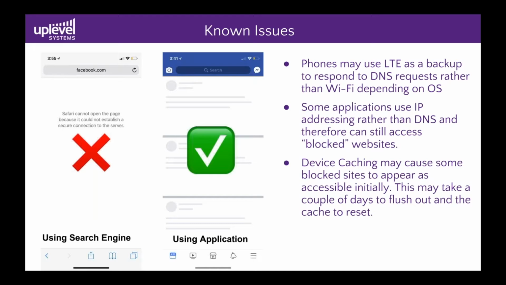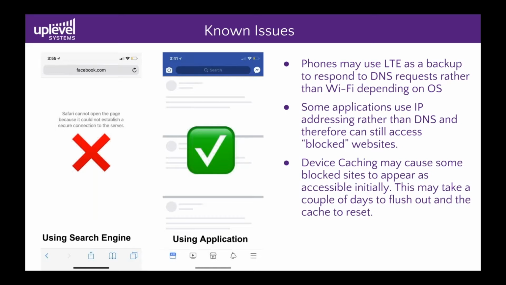The other issue with phones is that some applications actually use IP addressing rather than DNS. This means that applications like the Facebook app, for instance, will actually directly connect to the IP address and completely bypass DNS lookups, even on Wi-Fi. So this is completely dependent on the application and how they're currently configured.